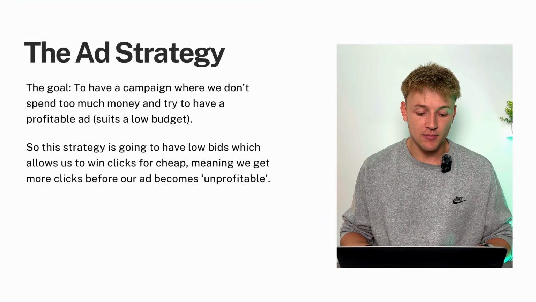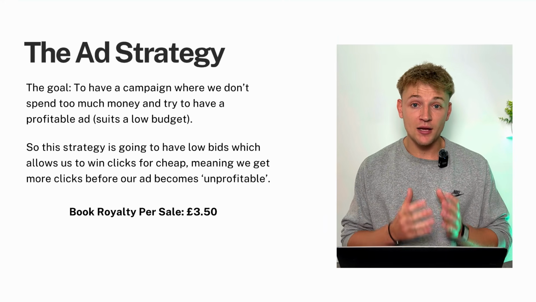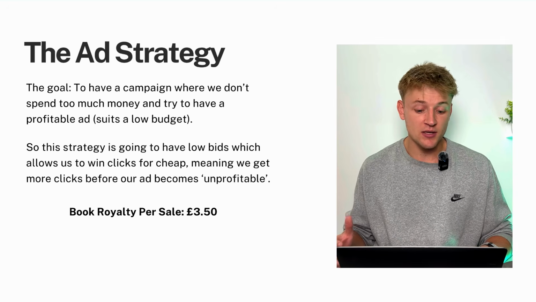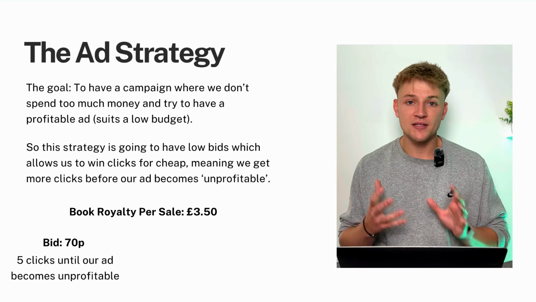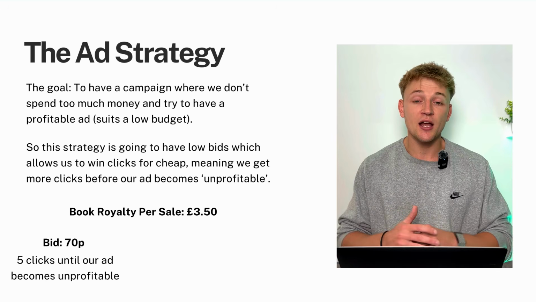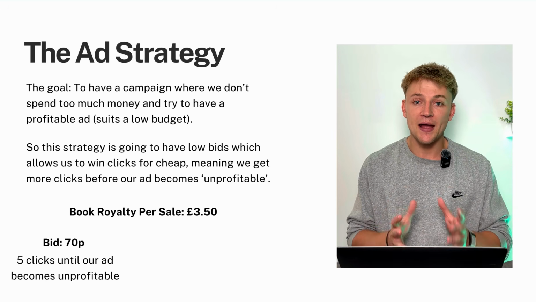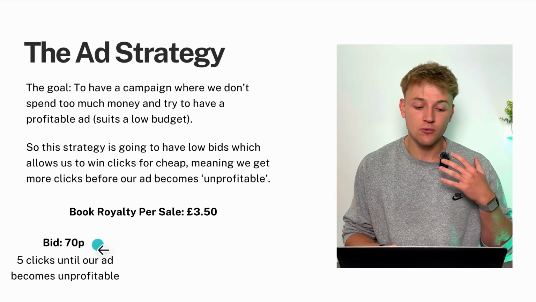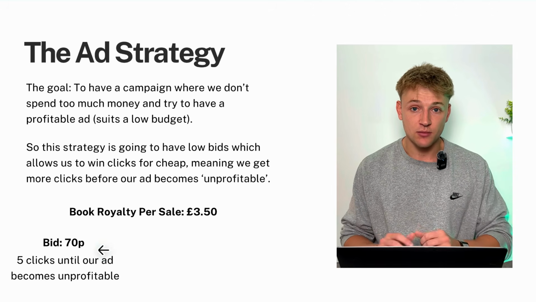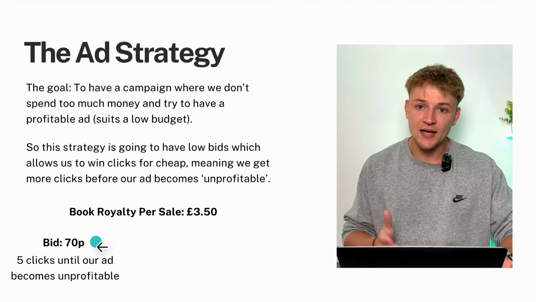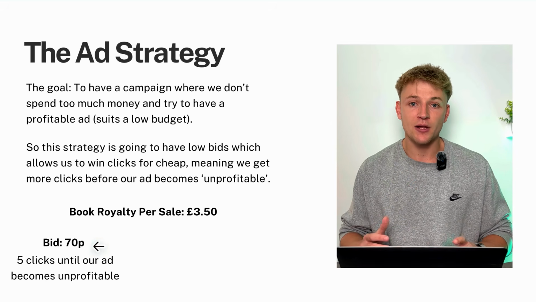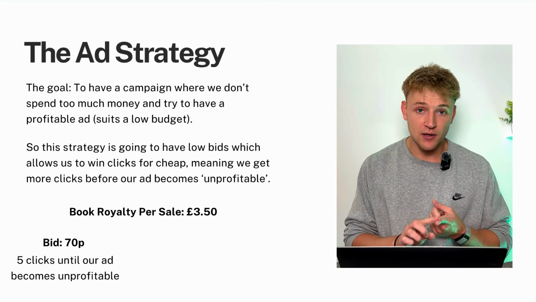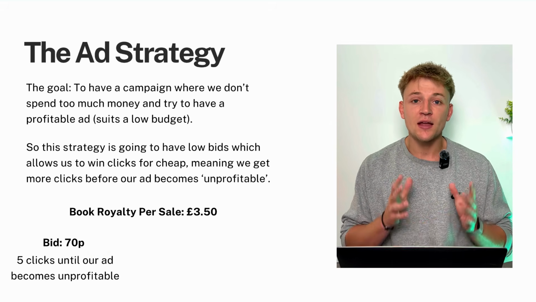And here's exactly what I mean by this. Let's just say, for example, you made £3.50 book royalties per sale. This can be £3, $3, whatever currency you're in. If you had a bid of 70p on your ad campaigns, let's say hypothetically in this example, you pay exactly what your bid is. So you pay 70p every single time someone clicks onto your ad. If you're bidding 70p, you essentially have 5 clicks until your ad becomes unprofitable, because 70p or 70 cents times 5 is £3.50.